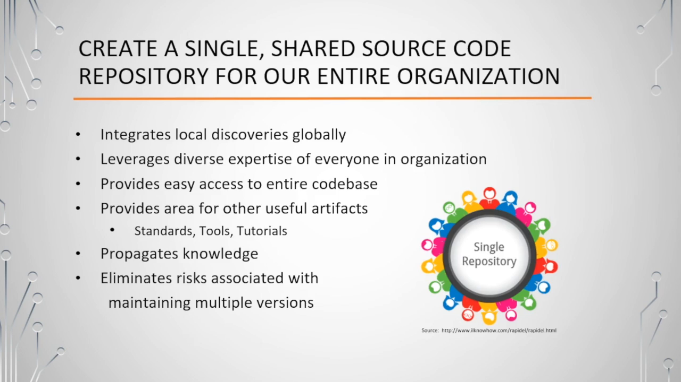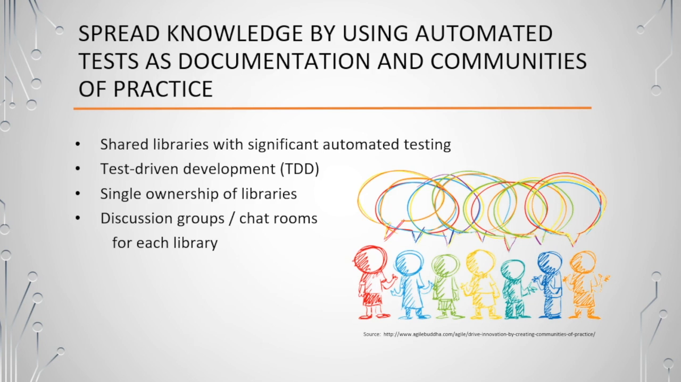The shared repository isn't just for code. It should also be used to store other useful artifacts such as configuration standards, deployment tools, testing standards and tools, deployment pipeline tools, monitoring and analysis tools, tutorials, and standards. By storing all this knowledge in one place and making it globally available, knowledge is propagated throughout the organization. Lastly, having a single repository lends itself to keeping one version of this knowledge, which reduces risk and operational burdens.